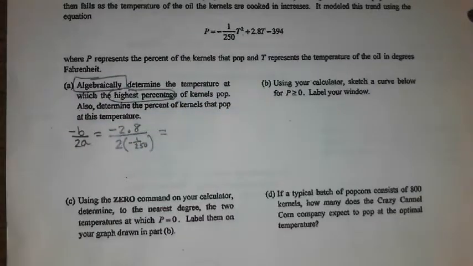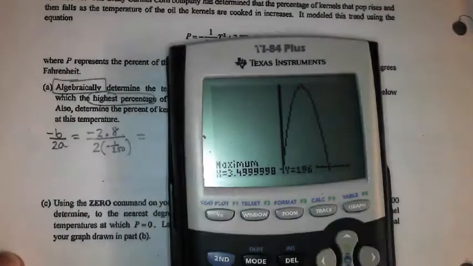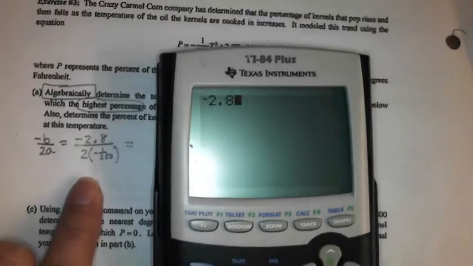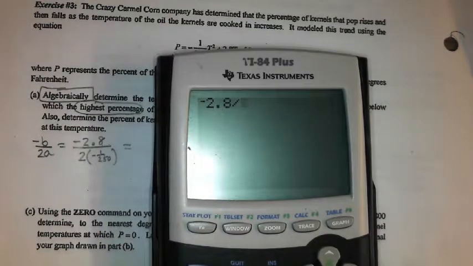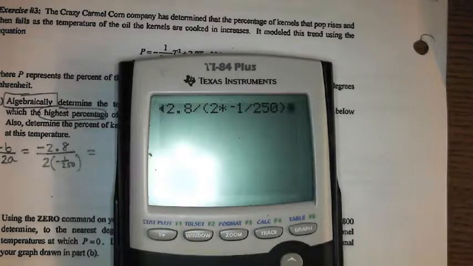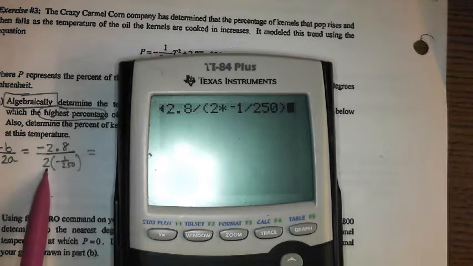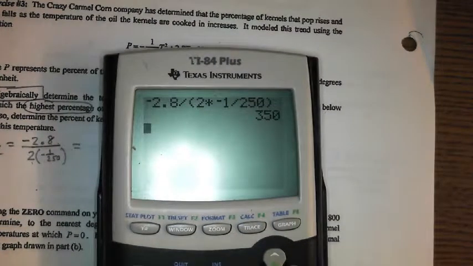Kind of annoying because there's a mix of a fraction and a decimal here, but you always have your calculator, so you should have no problem typing negative 2.8 divided by, and when your denominator contains more than one thing, keep the whole thing in parentheses and just do 2 times negative 1 over 250. Keep your entire denominator in parentheses. If you don't, it's just going to divide negative 2.8 by the 2, and then it will multiply by the negative 1 over 250, and that's not going to be the right answer. So we get 350.